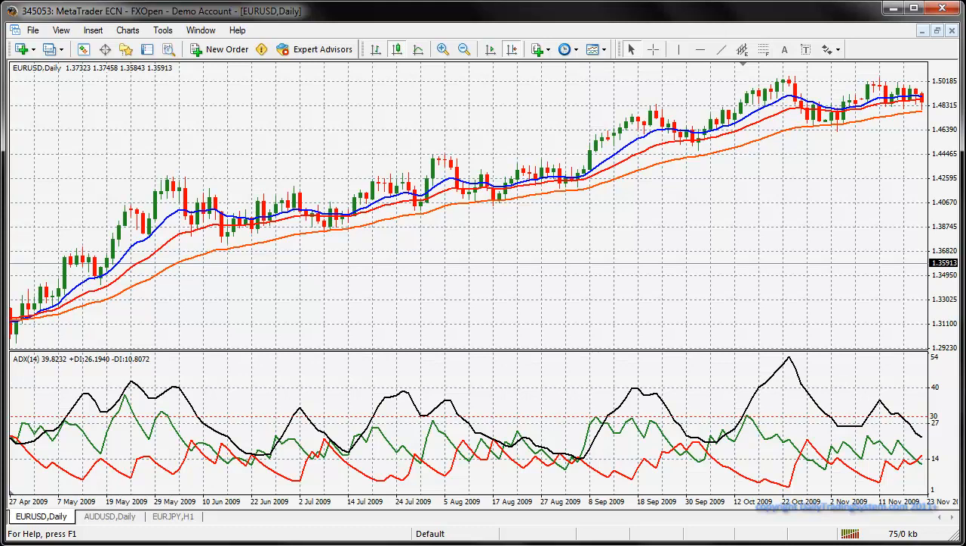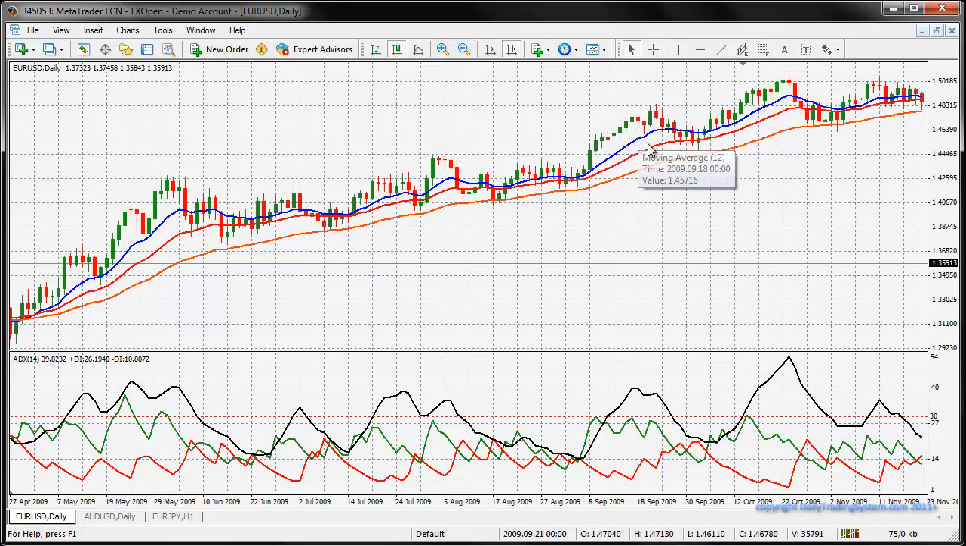Okay, so here we have some moving averages applied to the chart, and we also have the ADX in there as well. Now, as you may recall from the other video in module 2, we were talking about moving averages. We've actually got 3 here, and there's 2 exponential and 1 smoothed.